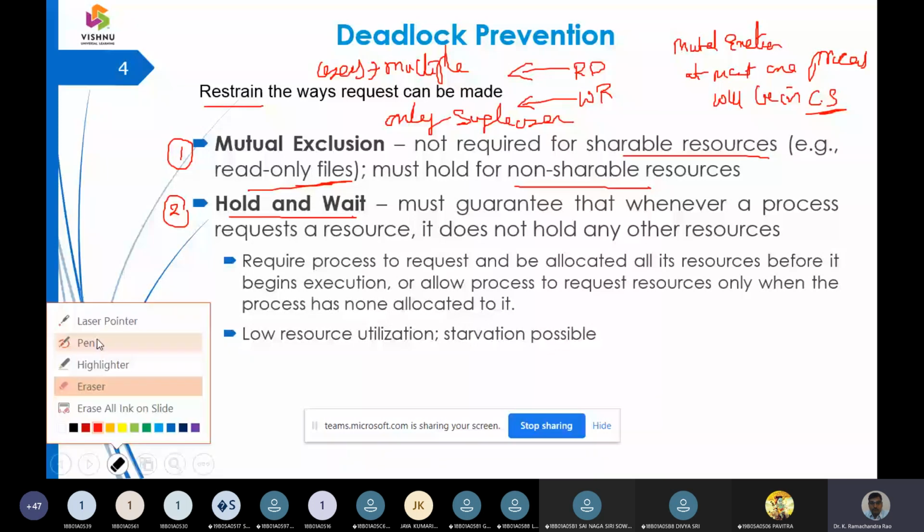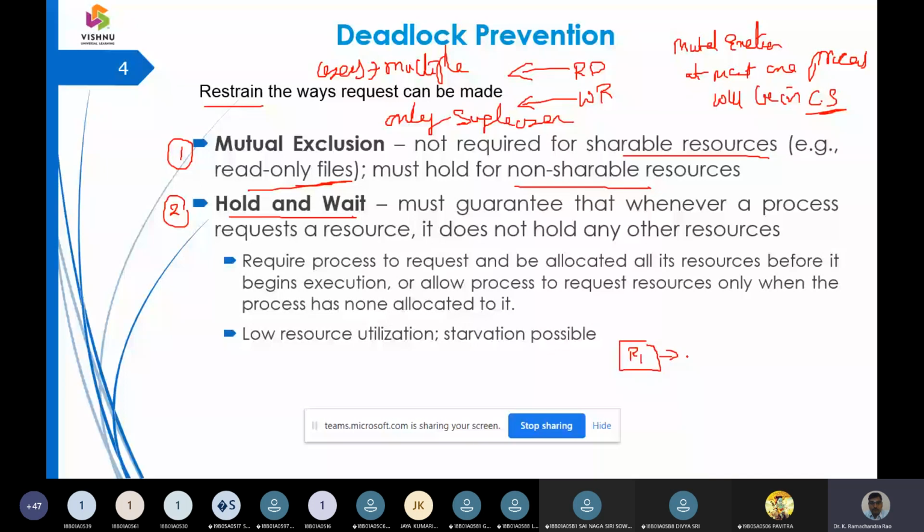So I do have resource R1, and resource R1 is going to be used by P1. Here we are going to call that state the hold state, and it is going to ask for a resource which is held by P2. In this case we are going to call it the wait state, and R1 to P1 we are going to call the hold state. So now how do we see that we can prevent deadlock?